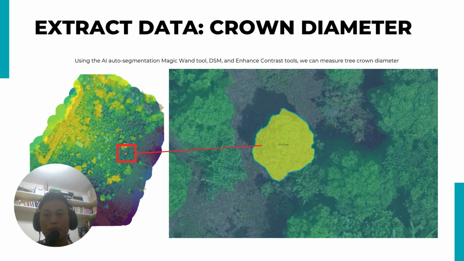Using the DSM, we can also estimate the crown diameter of each tree. The enhanced contrast tool and the magic wand tool make it easier for the user to digitize the object of interest. Once segmented, GeoNadir provides an instant measurement. This tree has an estimated crown diameter of 10.52 square meters.